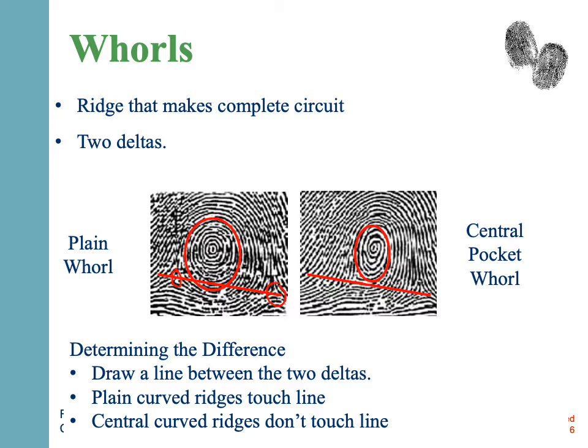Next are whirls. These are ridges that make a complete circuit, like you see here, and they have two deltas. You have what's called a plain whirl and a central pocket whirl. What you do is find the two deltas and draw a line in between them. If the whirl crosses that line, then it's known as a plain whirl. If the whirl does not cross that line, then it's known as a central pocket whirl.